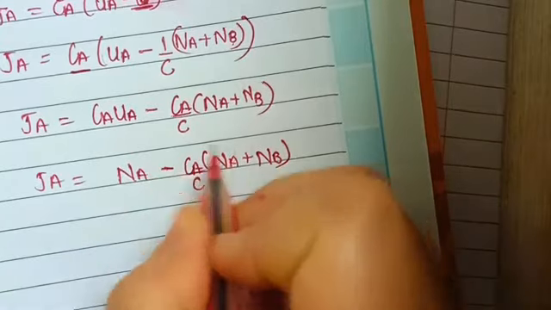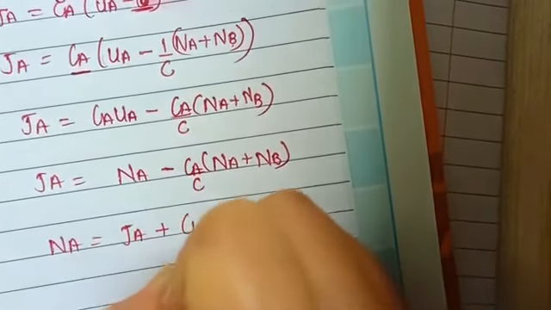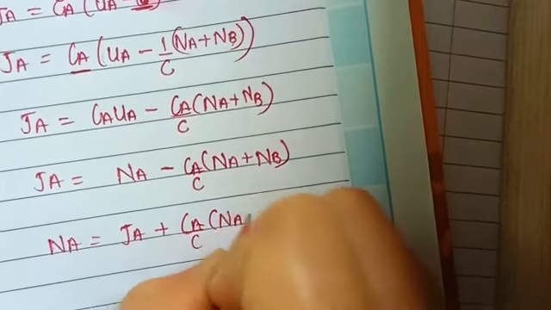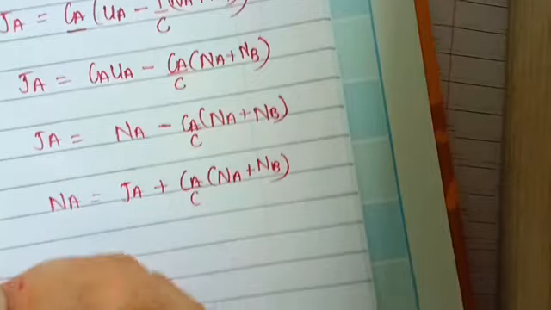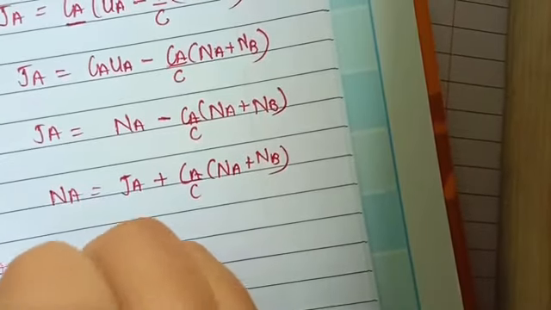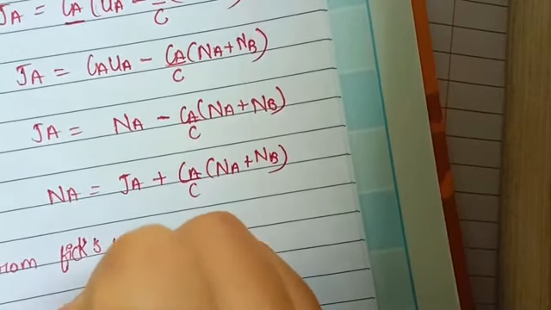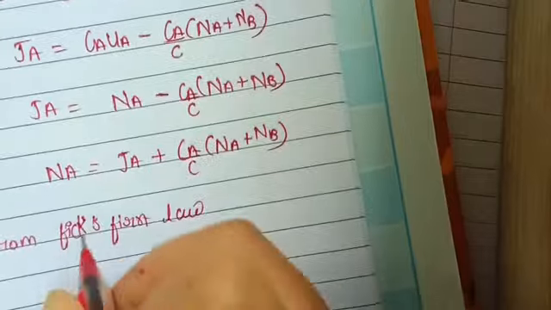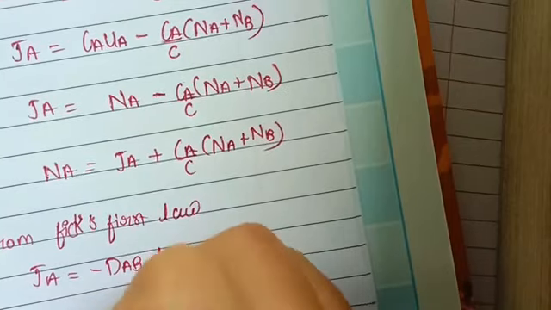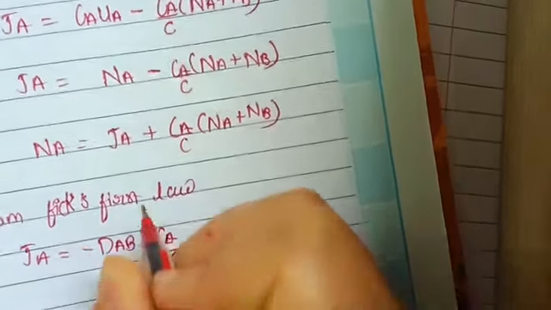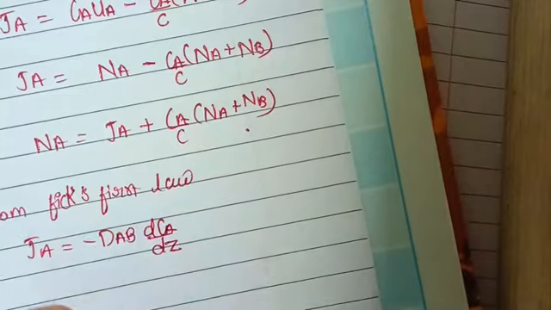We can rearrange this equation. Okay, so we know from Fick's first law J is equal to minus DAB dCA by dZ. So we will substitute Fick's first law in this equation.